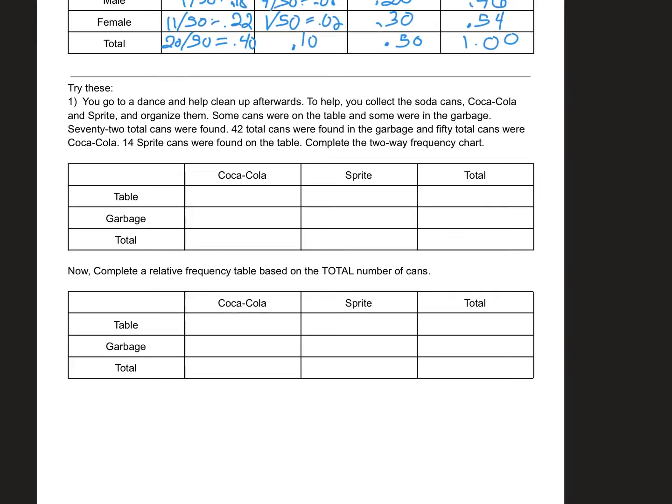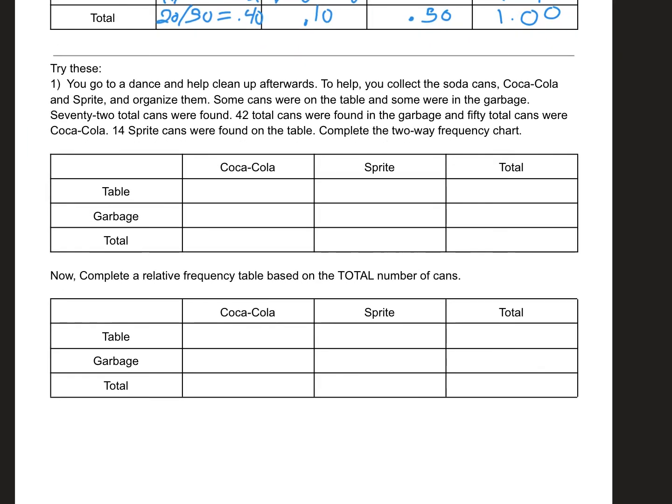Now, this one's asking us to sort of do a little bit of thinking. So, you go to a dance and help clean up afterwards. To help, you collect the soda cans, Coca-Cola and Sprite, and organize them. So we have Coca-Cola or Sprite. Some cans were on the table and some were in the garbage. Table or garbage. 72 total cans are found. Oh, there we go. That's an important piece of information. So, 72 total cans were found.